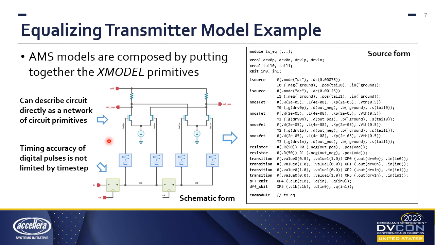XModel introduces two new data types, XReal and XBit. XReal is for describing analog circuits in an event-driven format, and XBit is for timing accurate digital signals. That is, the timing resolution of the XBit signals is not limited by the time step of the SystemVerilog simulator, making it suitable for simulating jitter-sensitive data and clock signals.